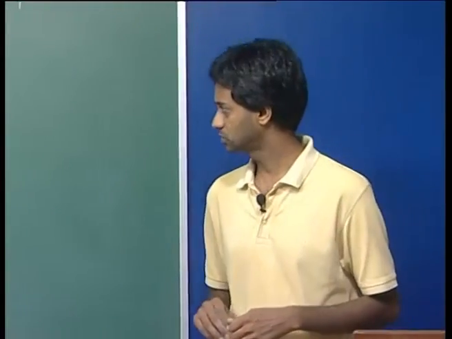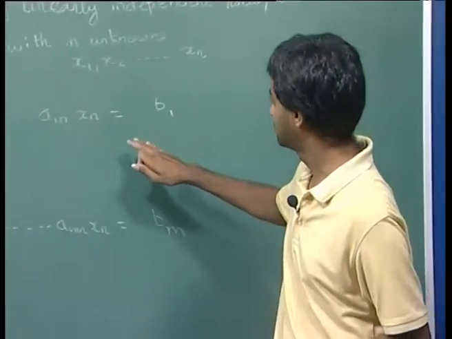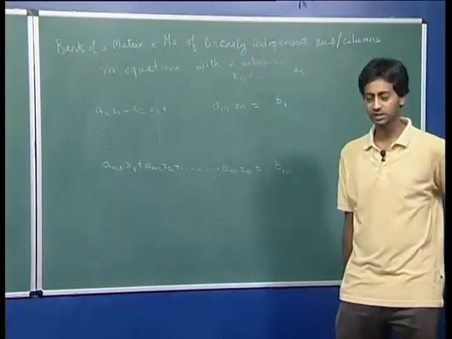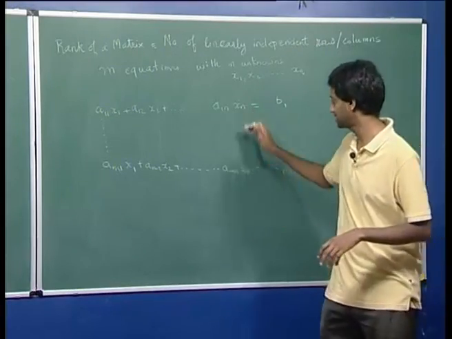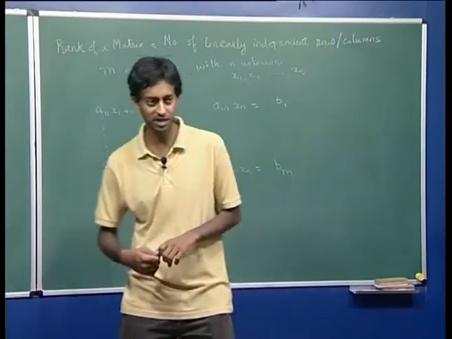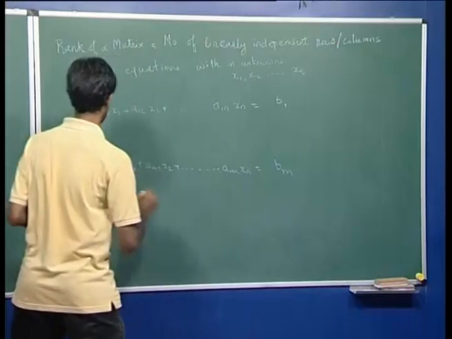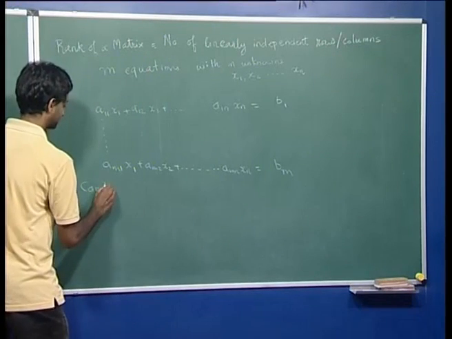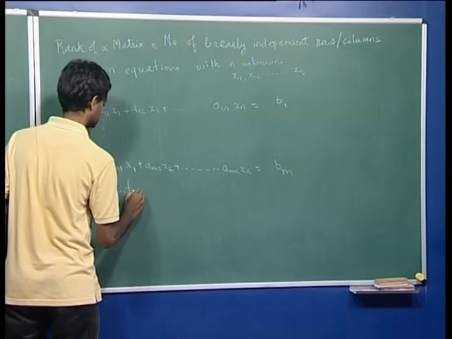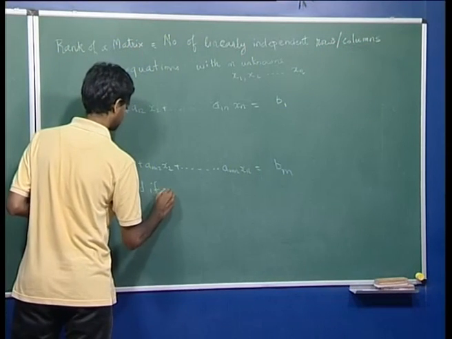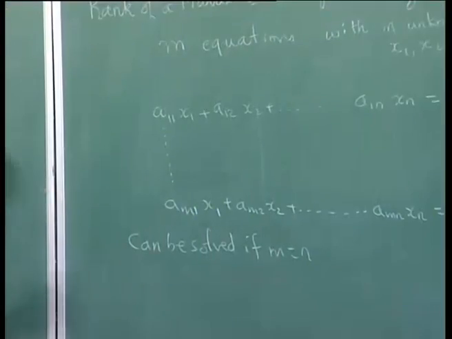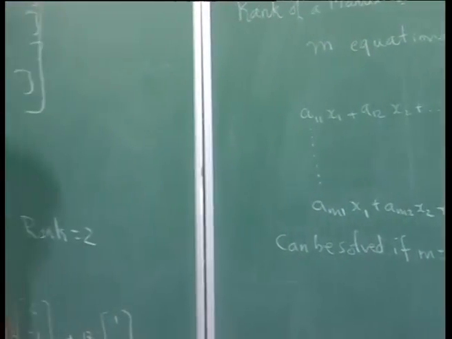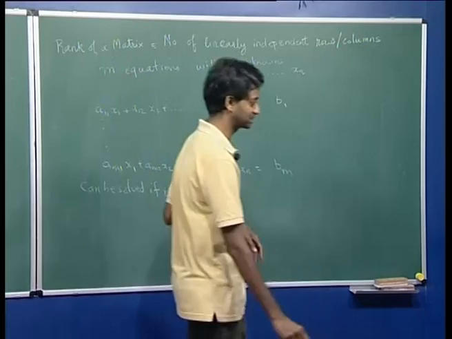Okay. So the first thing you will say is that since I have n unknowns, if I want to solve it, typically I should have n equations. So if I had n equations and n unknowns, then I would be able to solve it. So you would say it can be solved if m equal to n, and this is the first guess that you will say. Okay. So now let us look at some examples.